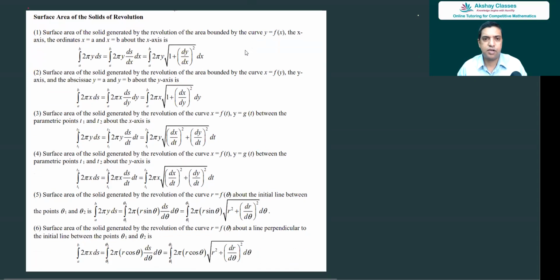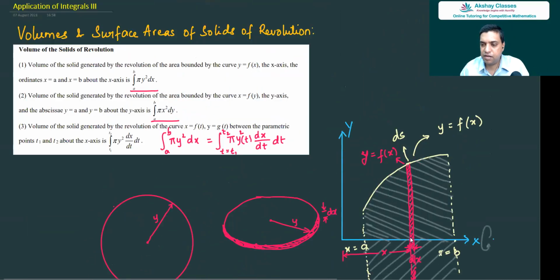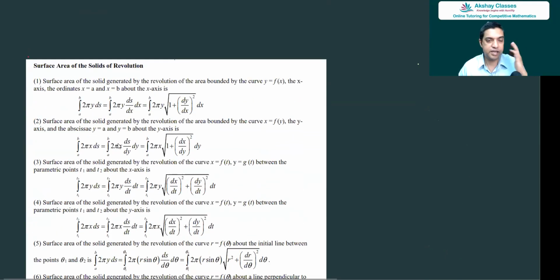Sorry for the distraction. So, the surface area of the solid generated by revolution is this: the area bounded by the curve y equal to f of x, the x-axis and the ordinates. About the x-axis, you will get 2 pi y ds, the circumference times the thickness of the curved surface area. This is y, so 2 pi y into the thickness. Now ds we know from rectification of length. Since we have to integrate with respect to x, we convert ds in terms of x: under root of 1 plus dy by dx whole square times dx.